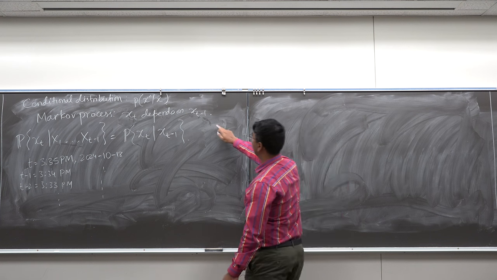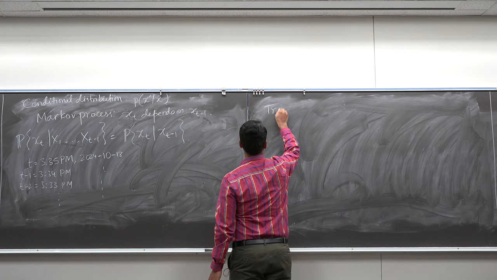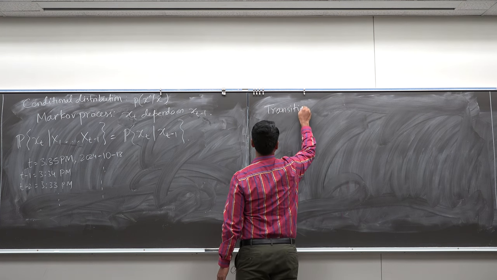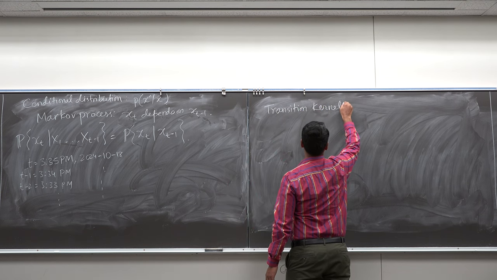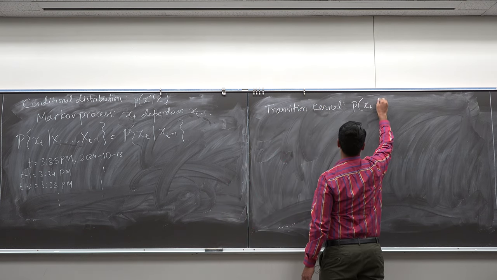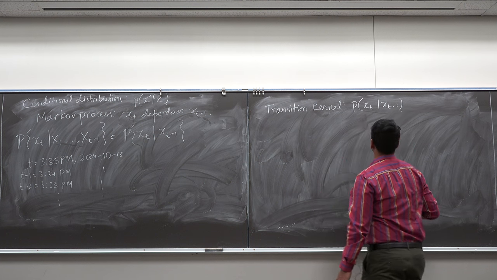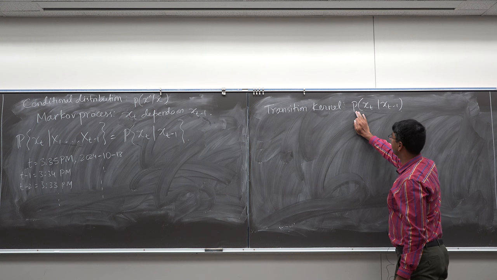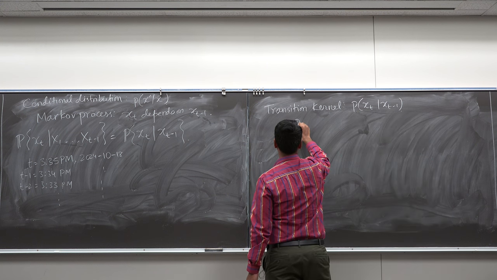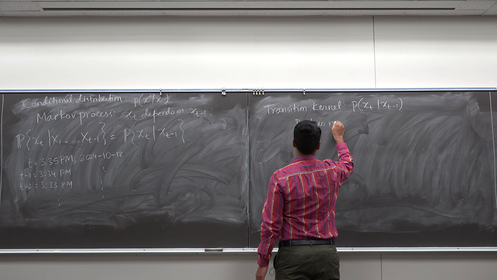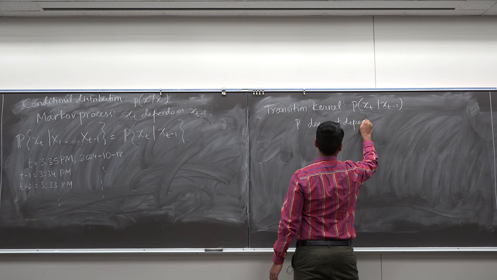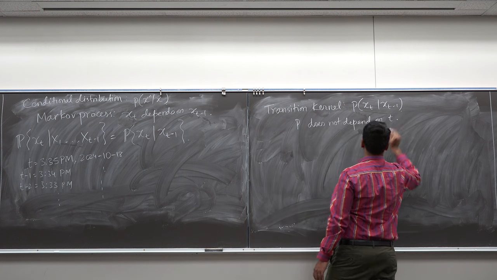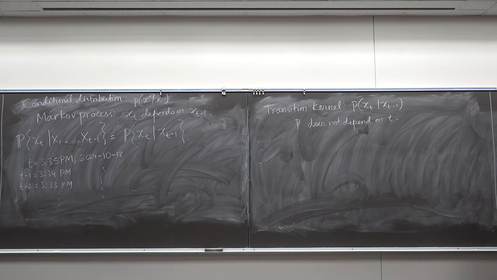So the way you define a Markov process is by the transition kernel, called P of x_t given x_{t-1}. And throughout this course, we are going to assume that the transition kernel does not depend on time t. Okay.